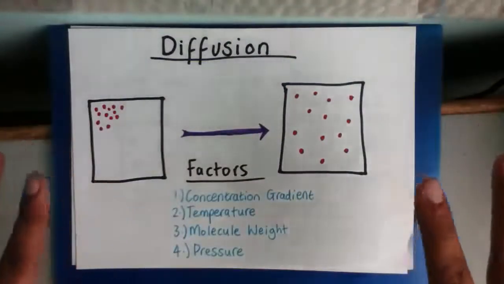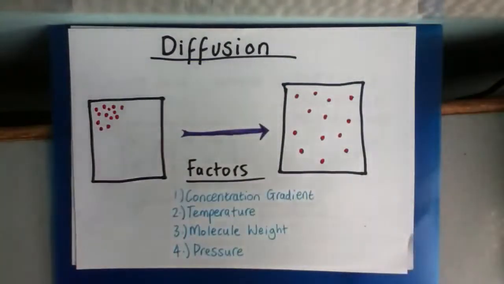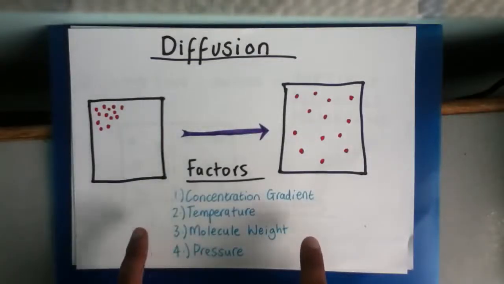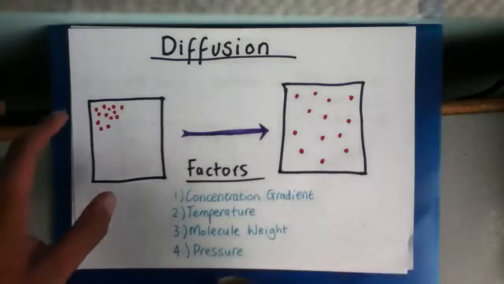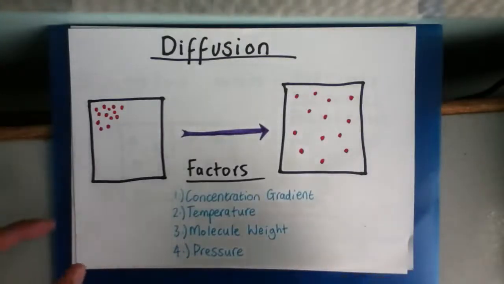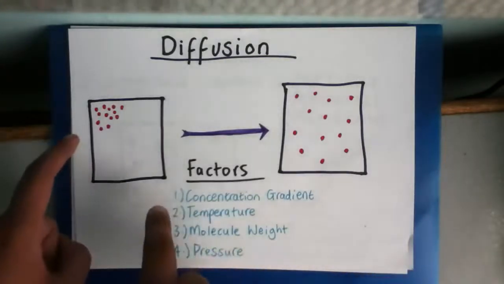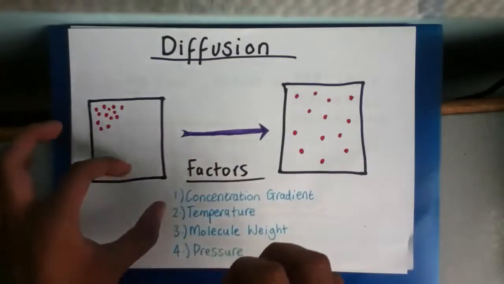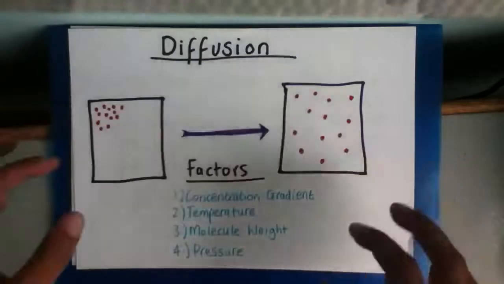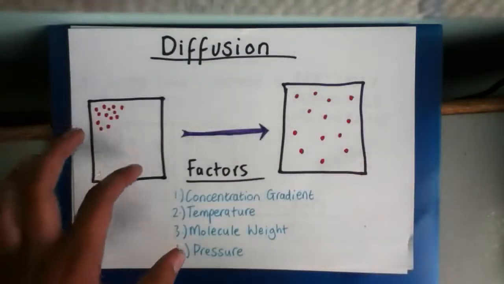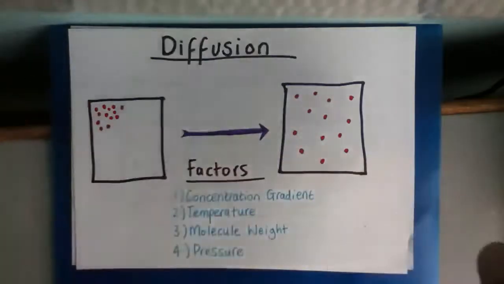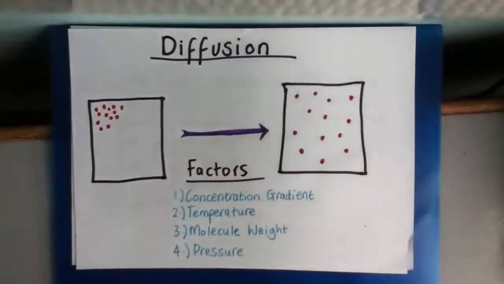Now there are 4 factors which affect diffusion. The first one is concentration gradient. Now what this means is if there is a higher concentration gradient, that means the difference between the molecules in the high concentration and the low concentration is much bigger. So there are a lot of molecules here and less here. Because there are a lot more molecules here, they will bounce against each other and spread. So diffusion will occur a lot faster.